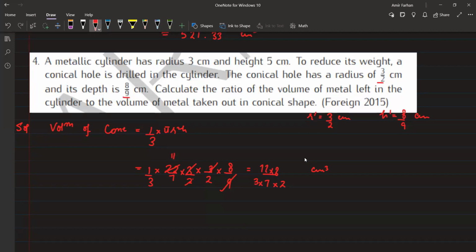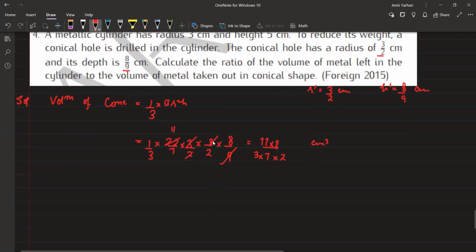Please verify. Yes, sir. In terms of fraction, I will cancel it out further, but before that, I would like to take the volume of the cylinder of the metal. Clear? So now we have to take the volume of the cylinder because the remaining metal will be the volume of cylinder minus volume of cone. Yes or no? Okay, so let's find out the volume of cylinder first.